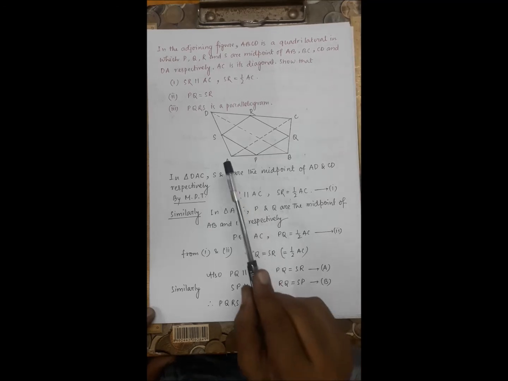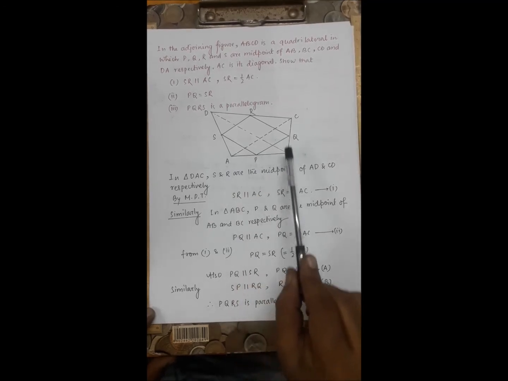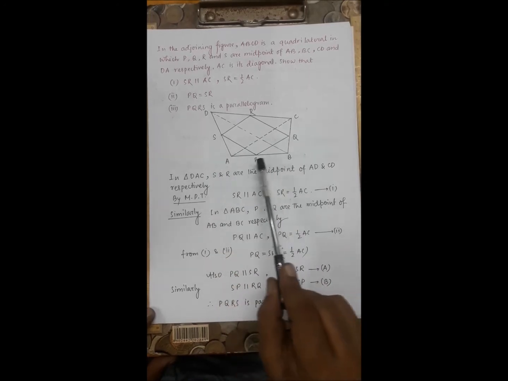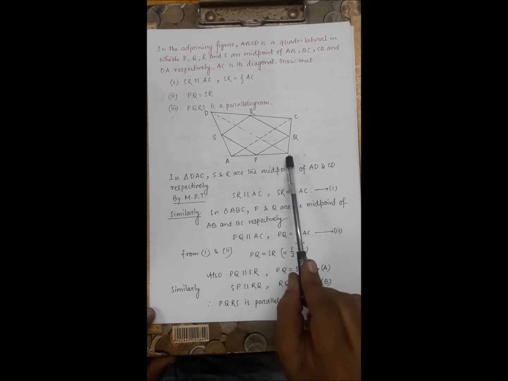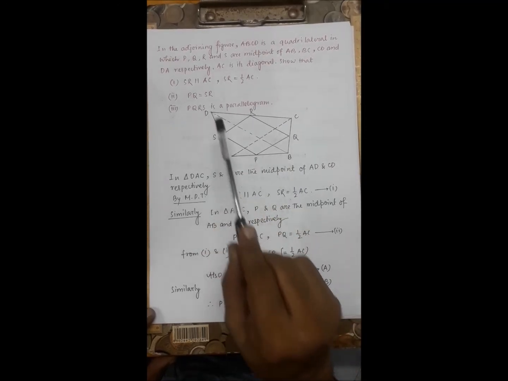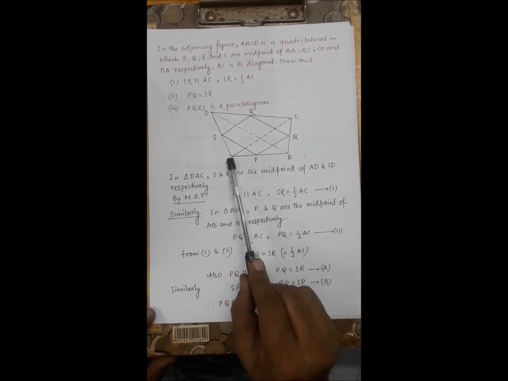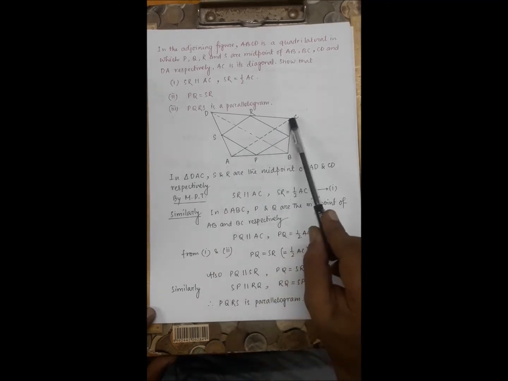Now, let us solve one problem. In the adjoining figure, ABCD is a quadrilateral in which P, Q, R, S are the midpoints of AB, BC, CD and DA respectively. Now if you look at the diagram, ABCD is a quadrilateral, P, Q, R, S are the midpoints of the sides AB, BC, CD and DA, and AC is one of its diagonals.